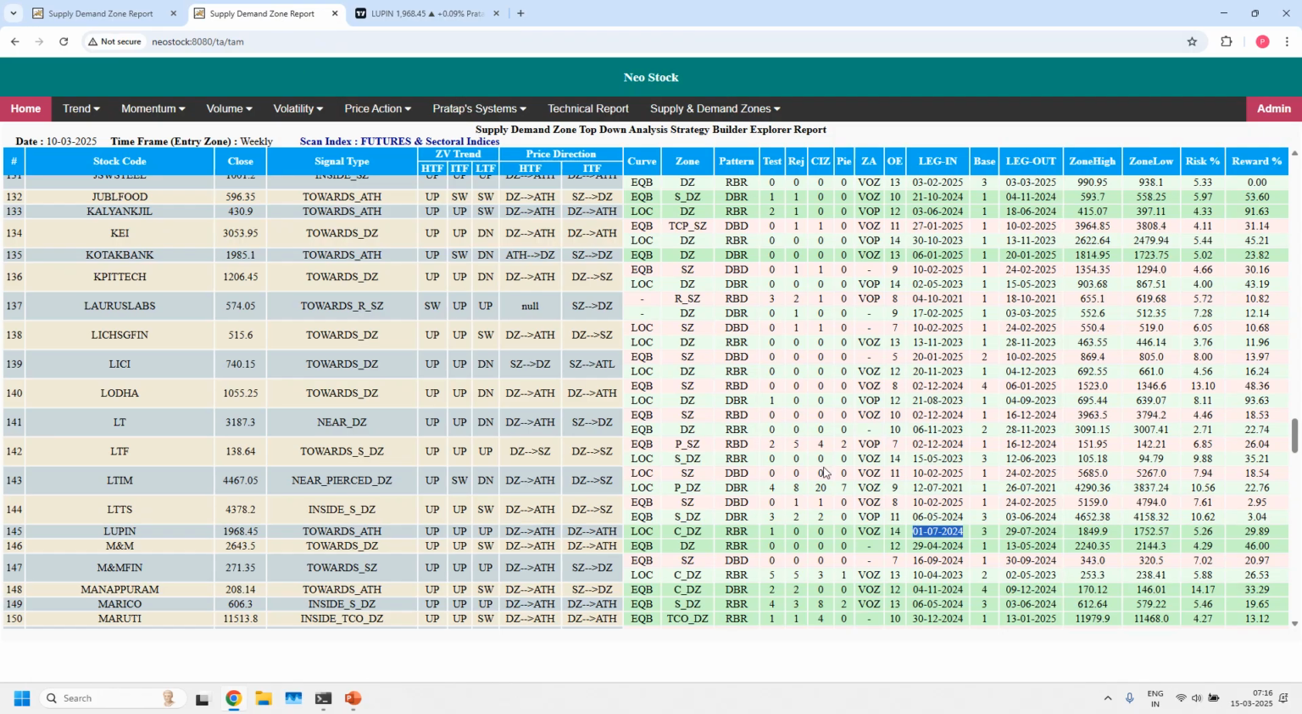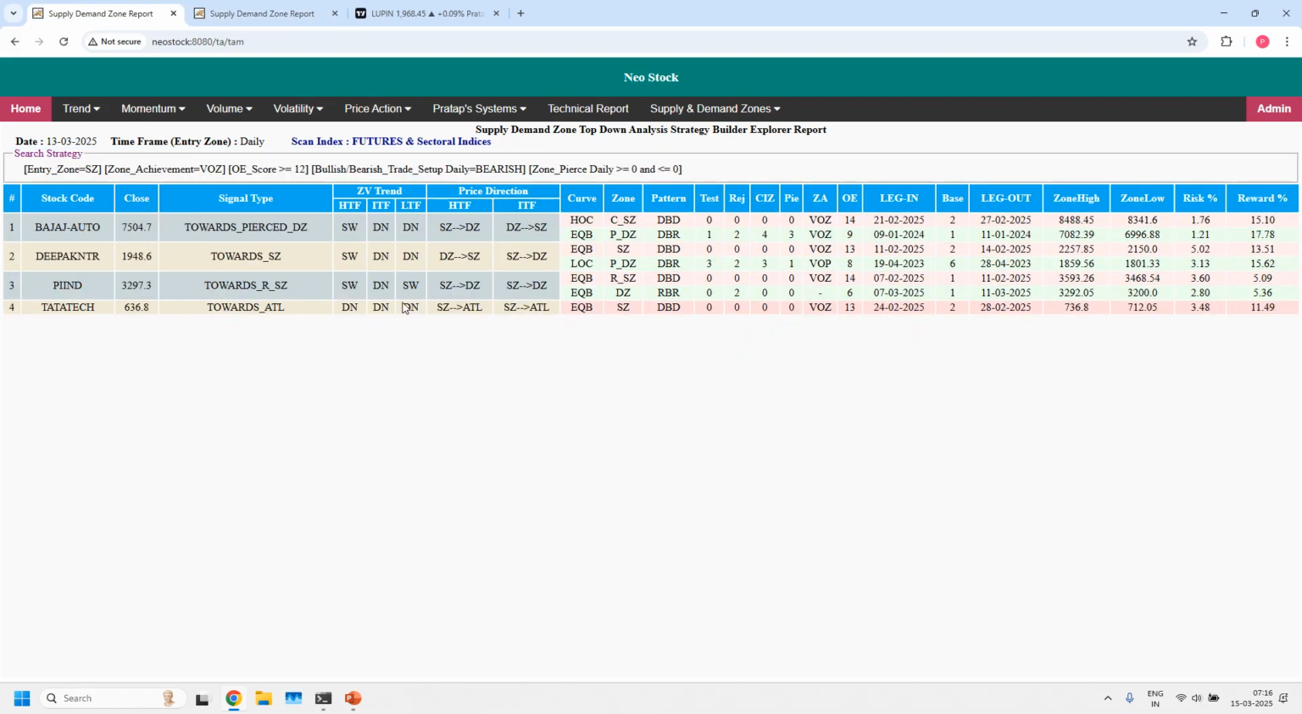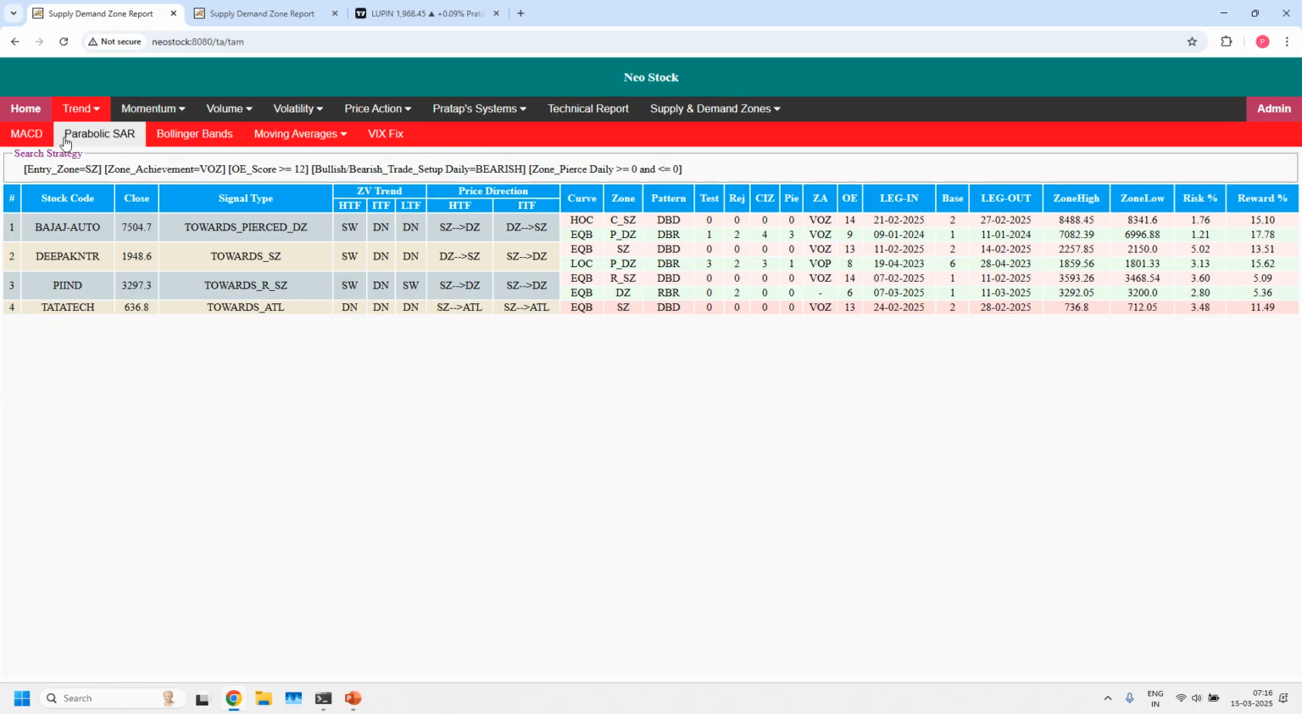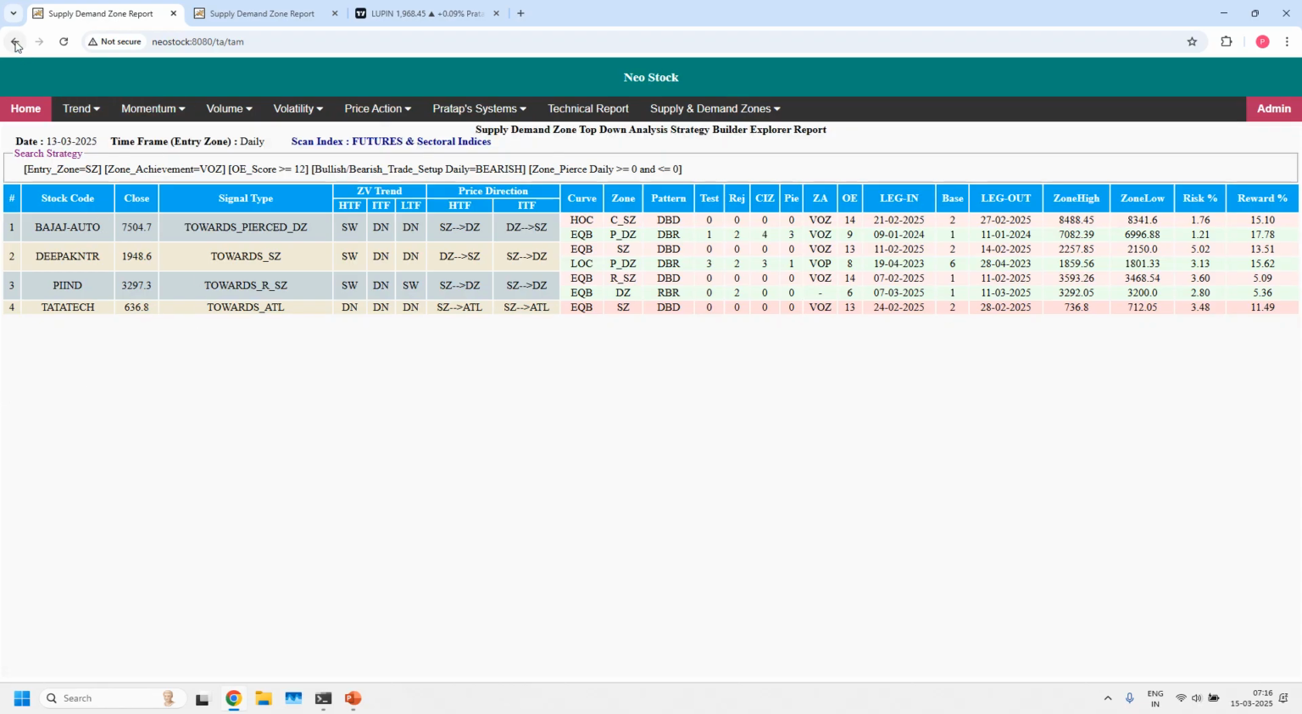Okay, out of these 4, how many have ITF supply zone confluence? Earlier we looked into ITF demand zone confluence because that was a bullish trade setup. Now it is a bearish trade setup. That's why we have to look into ITF supply zone confluence. Let us apply that filter.